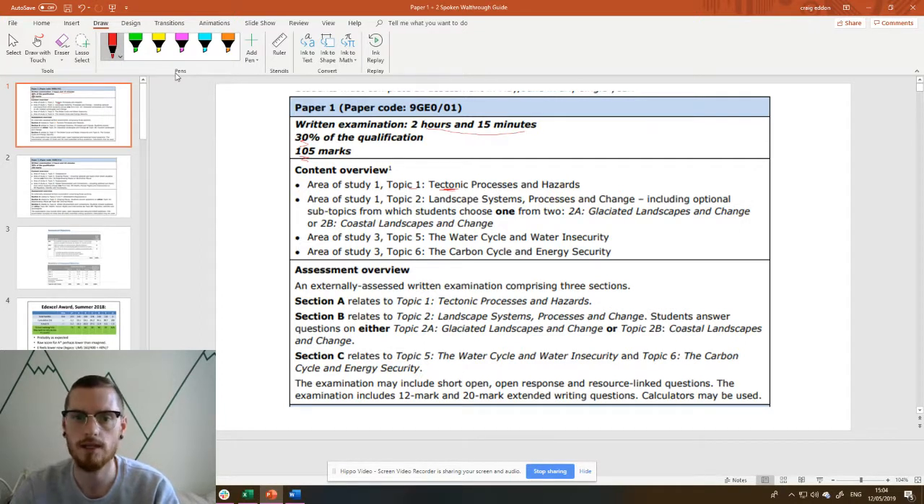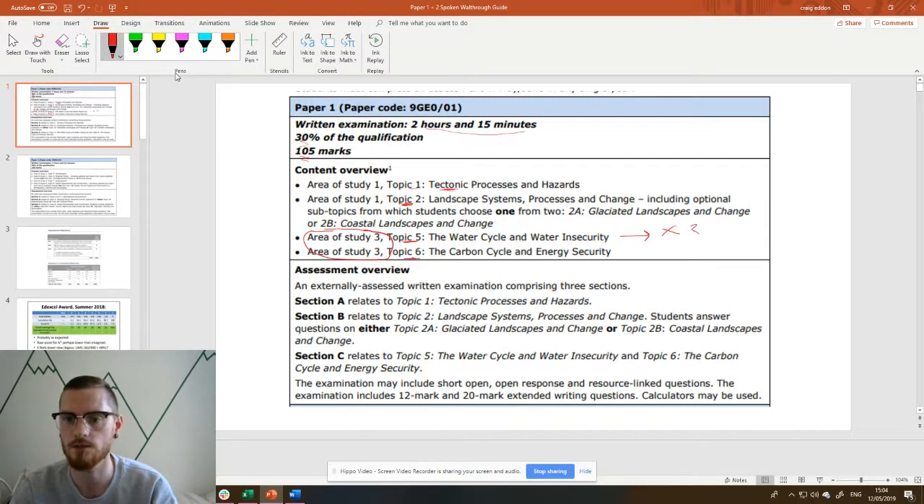Topic 2 is a choice, but again, you have been taught 2B. There's a choice here, 2A glaciated landscapes or 2B coastal landscapes. So you are going to do 2B on this paper. And then lastly, topic 5 and 6 are combined, and they are the 3rd section. So these are together, as I've just shown you on the actual exam itself.